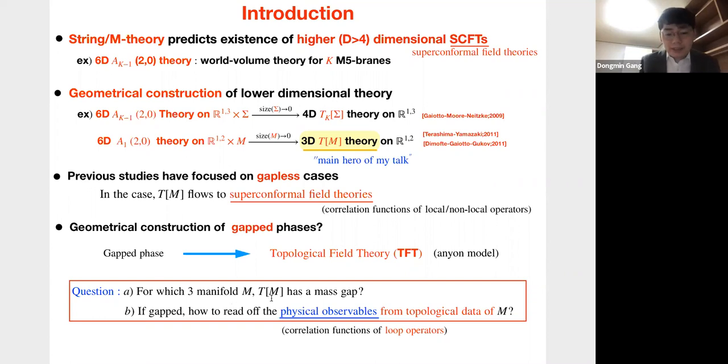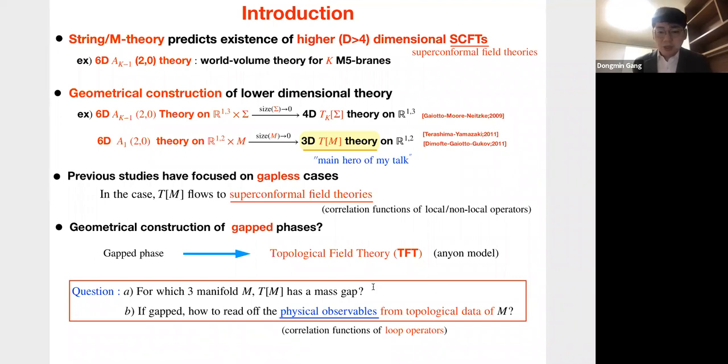And suppose that this theory has a mass gap, then this theory will be described by a so-called topological field theory. Then if it is gapped, how do we read off the basic physical observables from the topological data of the three-manifold? This is one of the basic questions of my talk, and I'm trying to answer these questions.